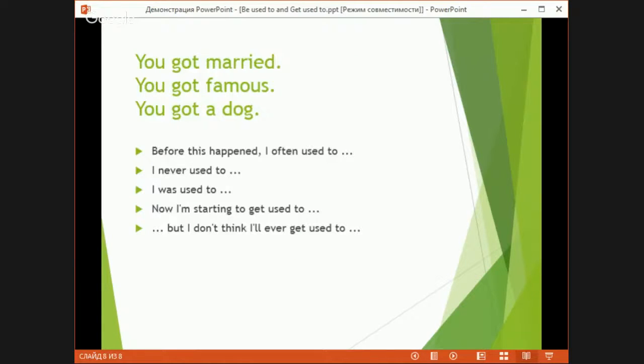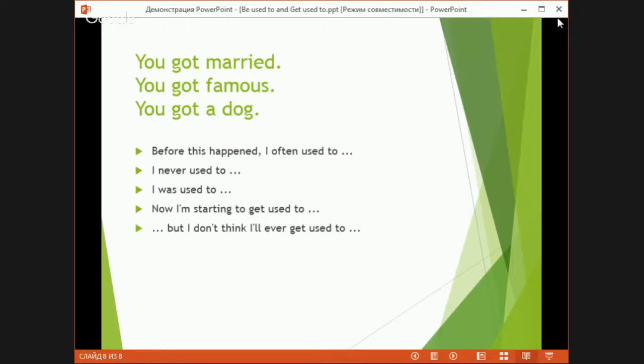And the last one, I'd like you to think about these situations and try to create, it will be a home test, try to create sentences with these situations. You got married, you got famous, and you got a dog. How your life has changed. Before this happened, I often used to be alone. I never used to sleep with somebody, for example. I was used to something, now I am starting to get used to it, but I don't think I will ever get used to something. All right, guys, let's make the conclusion.